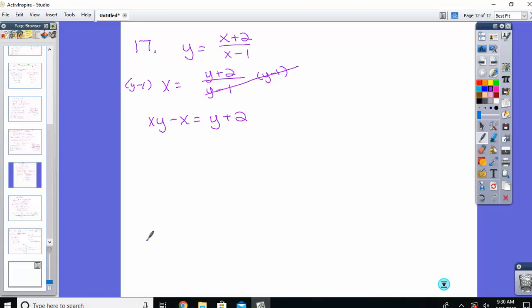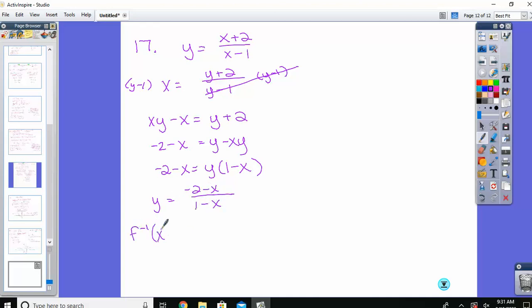Subtract xy. Okay, if I subtract my xy over, that would give me a y minus xy. If you subtract your 2, get there. Then what do we do? Take a y out. So then you can divide. Final step, change it to an inverse.